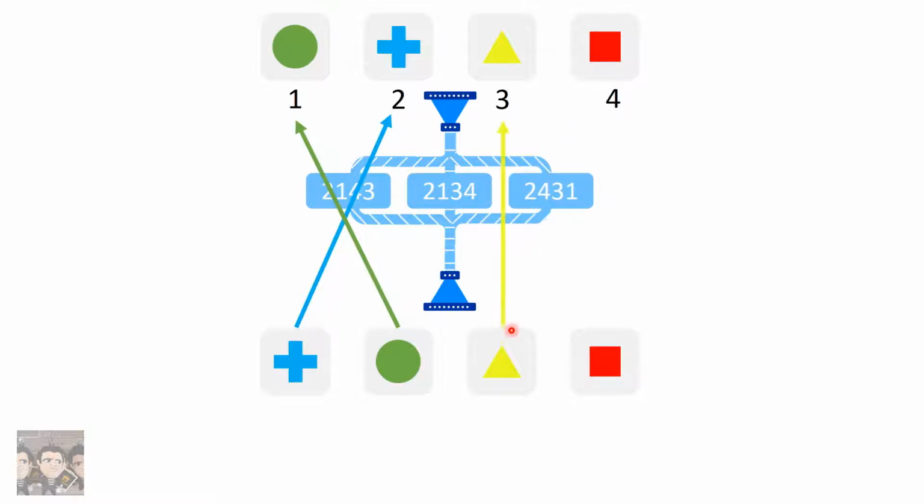Then we continue, drawing a third line. Now we know that between these two answers, position number 3 should be number 3, which is this one. It doesn't matter whether we continue or not; we always know which one is the correct one. But you think this still takes some time to complete.